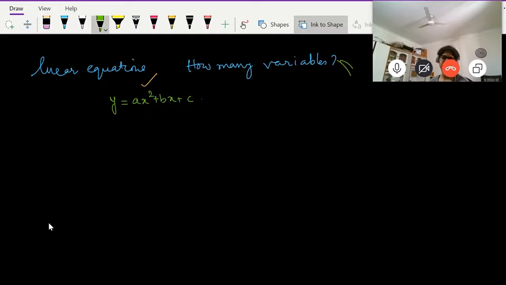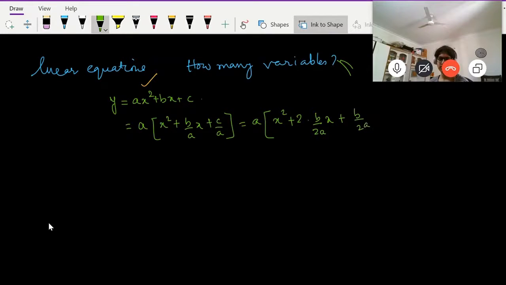Okay, and we can write this as a into x square plus b by a x plus c by a. Can I do this? Yes, sir. This I can write as x square plus 2 into b by 2a x plus b by 2a whole square minus b by 2a whole square plus c by a.